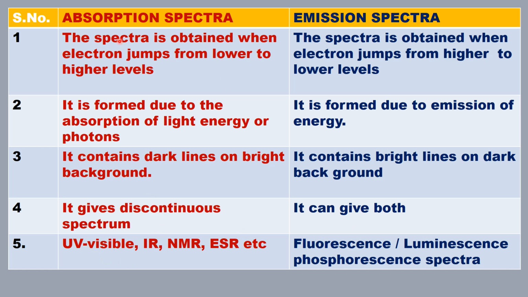What are the examples of absorption spectra? UV visible, IR, NMR, ESR. What are the examples of emission spectra? Fluorescence spectra, also called luminescence spectra, and phosphorescence spectra. These are the examples of emission spectra, atomic emission spectra, etc.